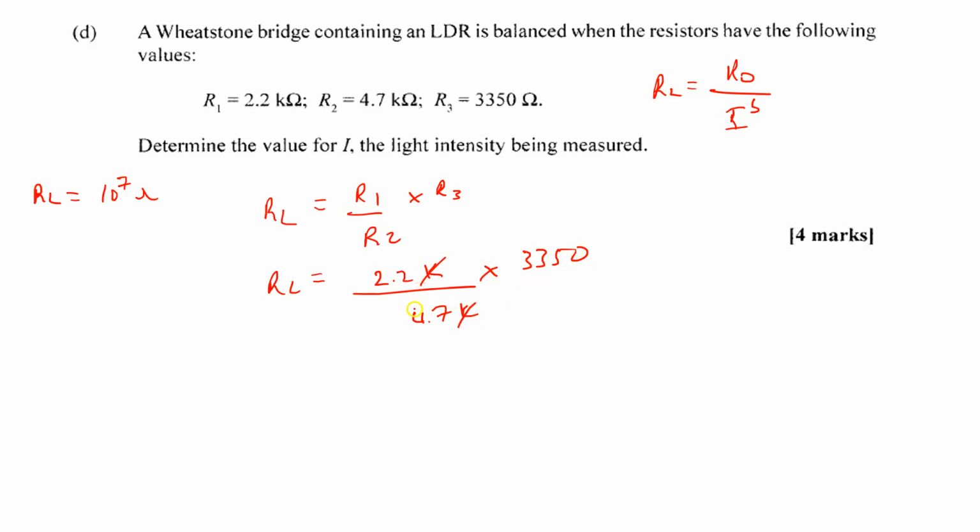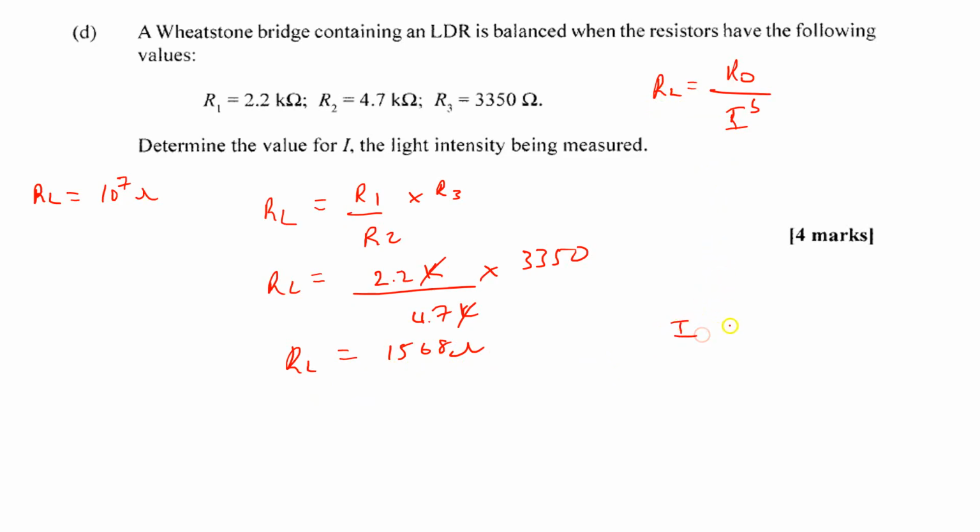Kilo and kilo would cancel out, right? So when you do the math, you're supposed to get a value to say that RL is equal to 1,568 ohms, all right? Now once we have that, to find that I value, we're going to transpose to make I become the subject.